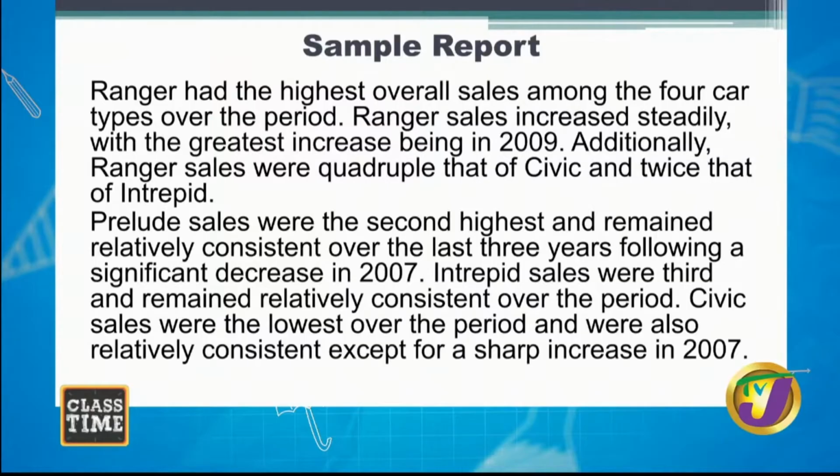The Intrepid sales were third and remained relatively consistent over the period. The Civic sales were the lowest over the period and were also relatively consistent, except for a sharp increase in 2007. So we have arranged the data according to numerical order. We have ranked them from first to fourth, and we have spoken of them in that order, which is very logical.